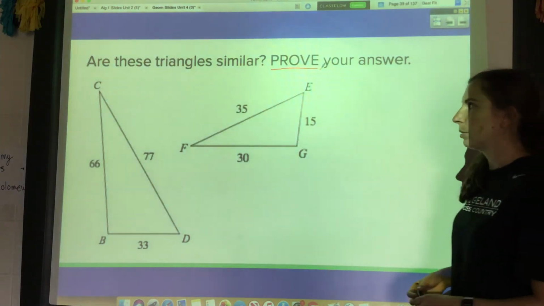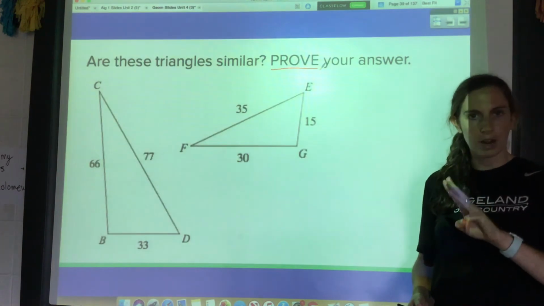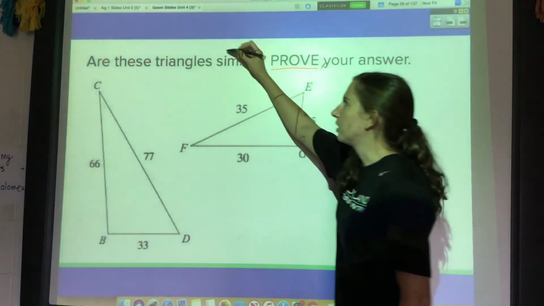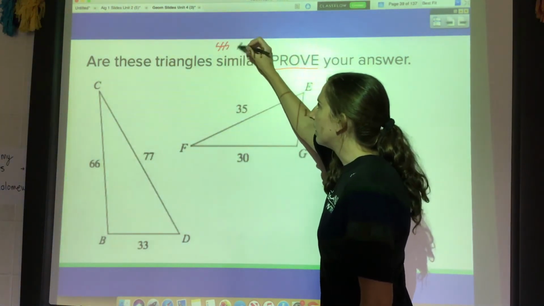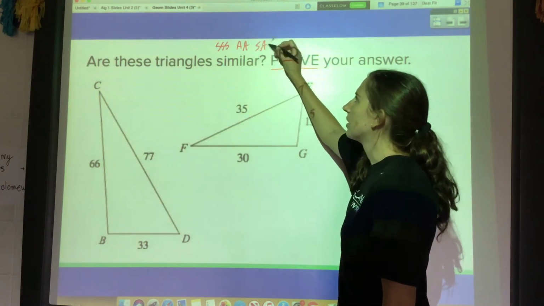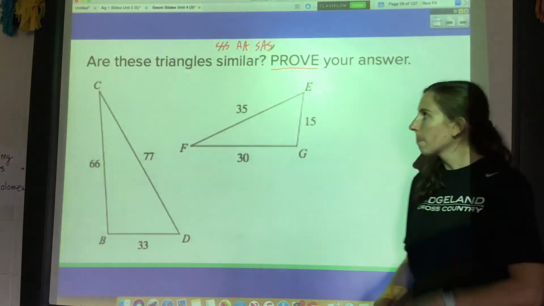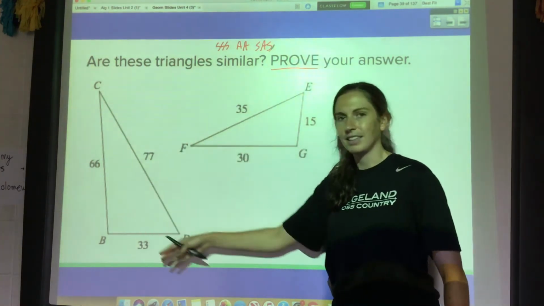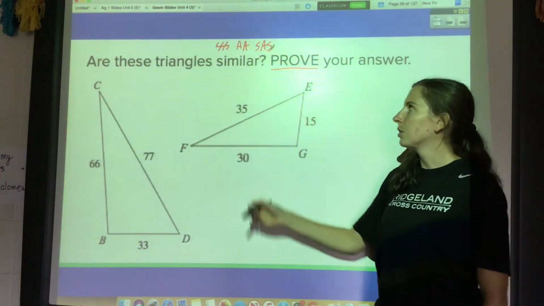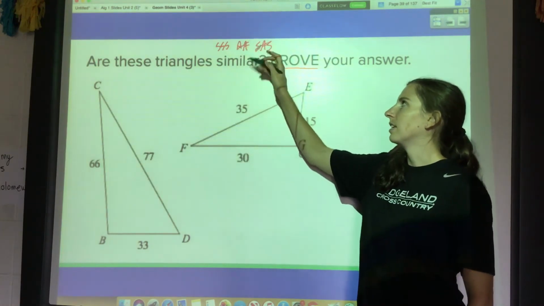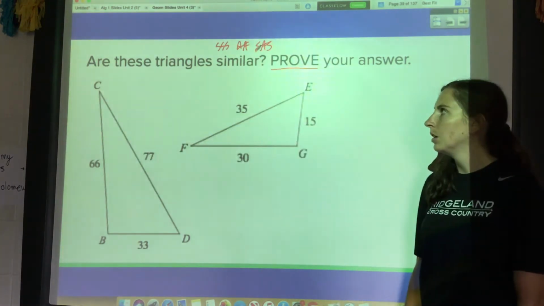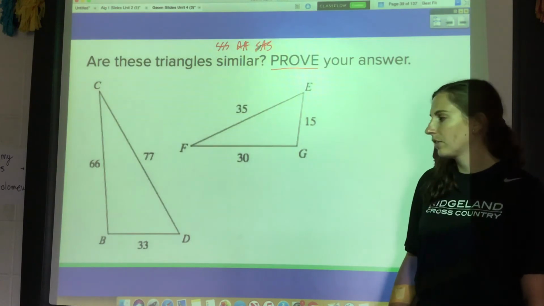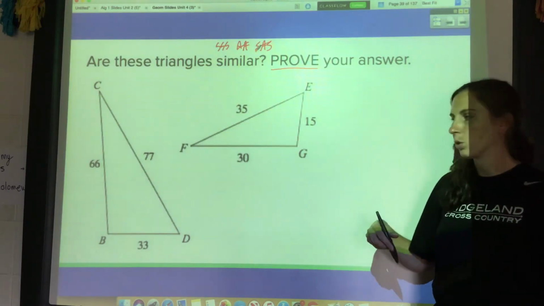Okay, so are these similar? We have 3 ways, so why don't we test those 3 ways? We can either do side, side, side, we can do angle, angle, or we could do side, angle, side. It's got to be one of the 3. All that I'm given here are sides. They didn't tell me anything about the angles, so it's not going to be either of these because those have to do with angles. So if they're similar, it's going to have to be because the sides are proportional.